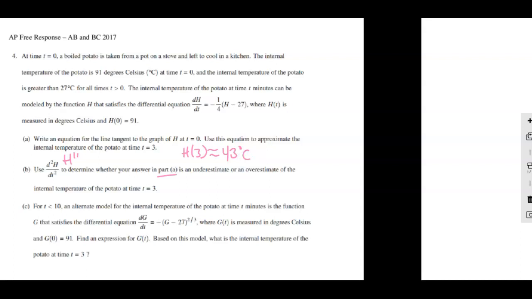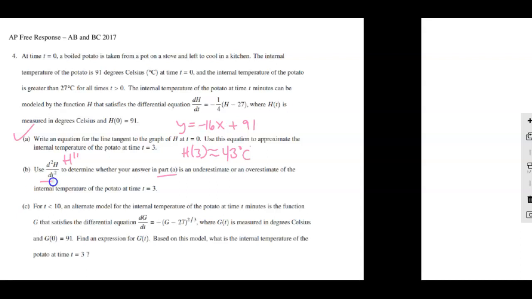Right? And we also had the tangent line, whatever. I don't think we need the tangent line, but it was y equals negative 16x, no, I guess it was x. Let me go back. X, and it was plus 91. So those were the two answers to part A, right? So we're done. But then part B says use the second derivative to determine if this answer, the 43 degrees, was an under or an overestimate of the true temperature at time equals 3.